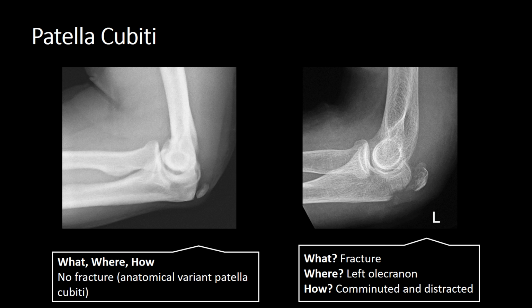So, on the left, what, where, how? No fracture. Anatomical variant, patella cubiti. On the right, what is it? Fracture. Where? Left olecranon. How? Comminuted. You can see there are small fragments of osseous debris there, and it's distracted as the triceps is pulling on it.